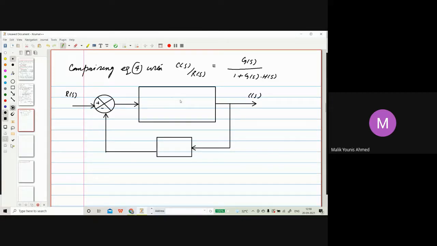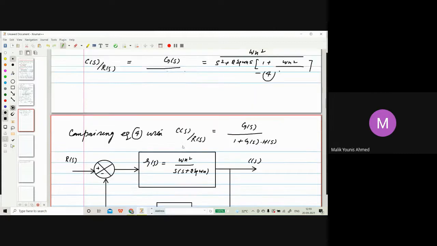This is input, this is output. This is the transfer function G of S, which was equal to omega n square over S into S plus 2 xi omega n, and in feedback we will have 1. So that's what we have written here.